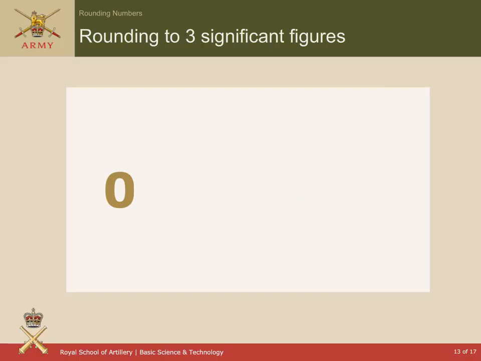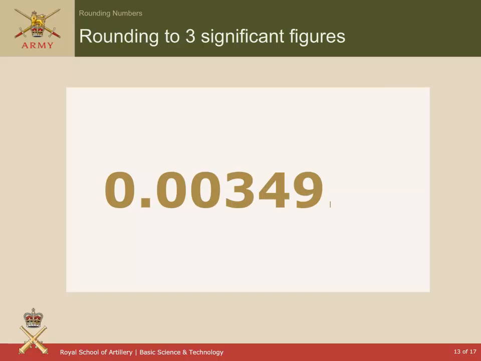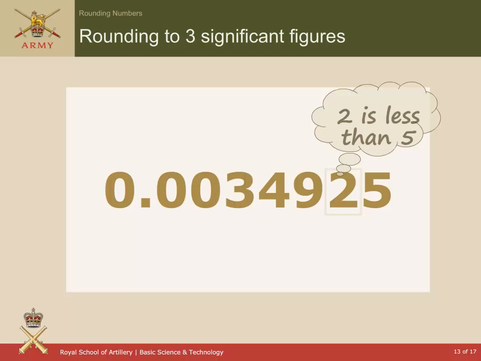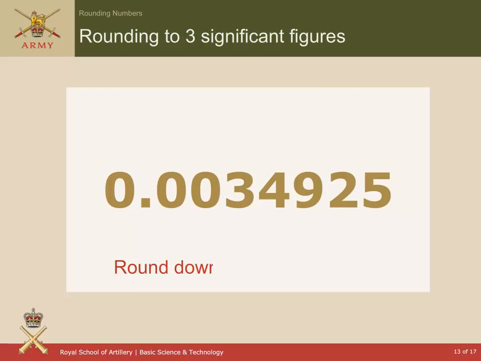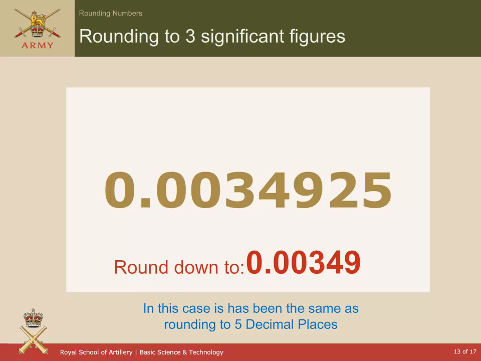Another example, 0.003495. We wish to round to 3 significant figures. So again, we're going to start counting from the first non-zero digit, which in this case will be a 3. So 3, 4, 9 is the third figure. 5 is the fourth figure. We apply our rule to that. Is it less than 5? Yes, it is. Therefore, we do not change the third. So we round down to 0.00349, which in this case corresponds to rounding to 5 decimal places.